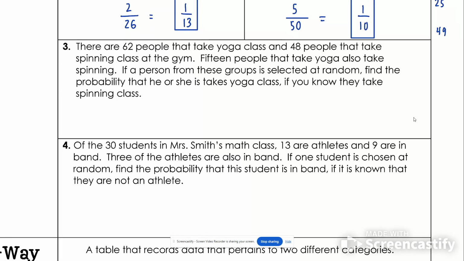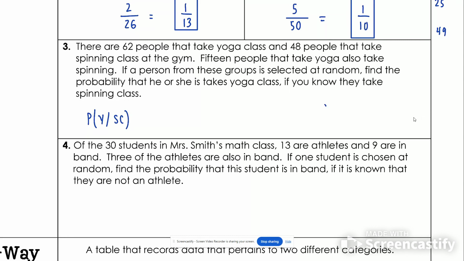Okay, now this looks all confusing. So let me show you what we can do to kind of help us out. Look at what it says: the probability that they're taking yoga class given that they are in a spinning class. Okay? So here's the point.